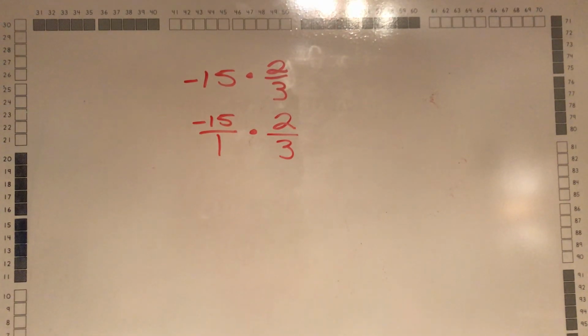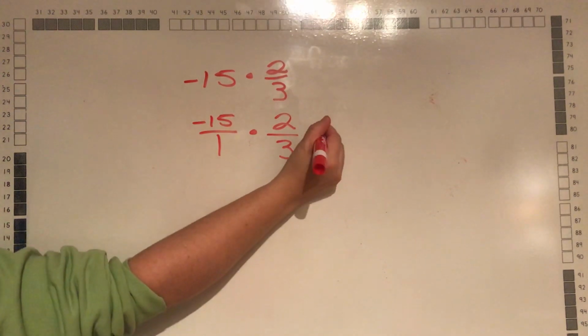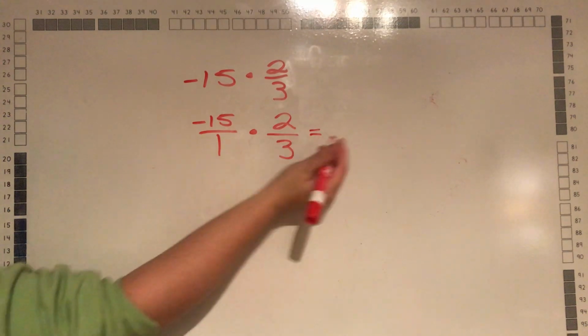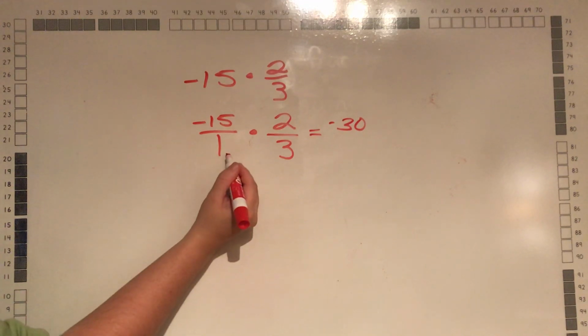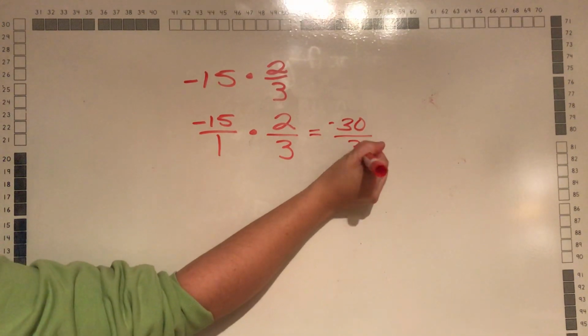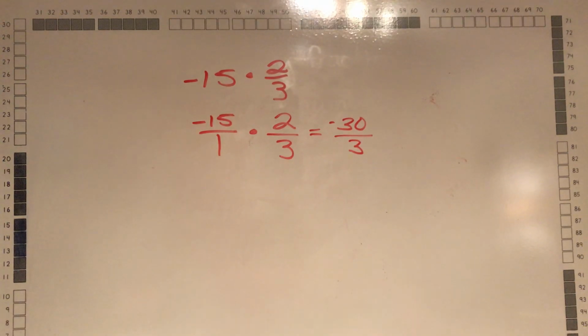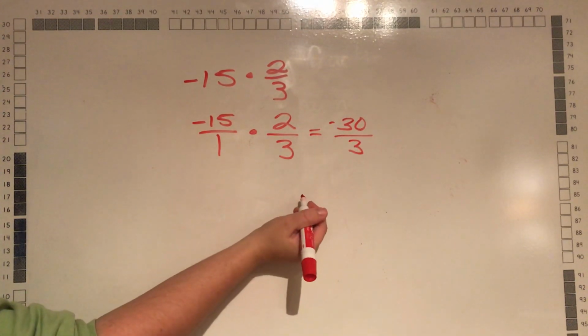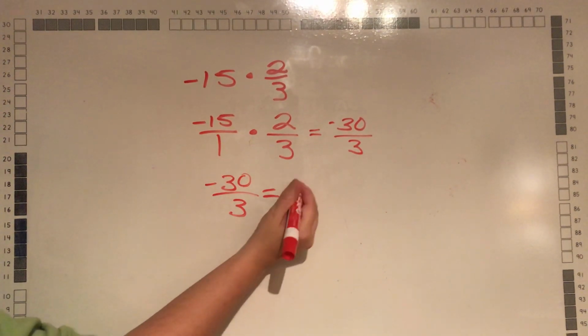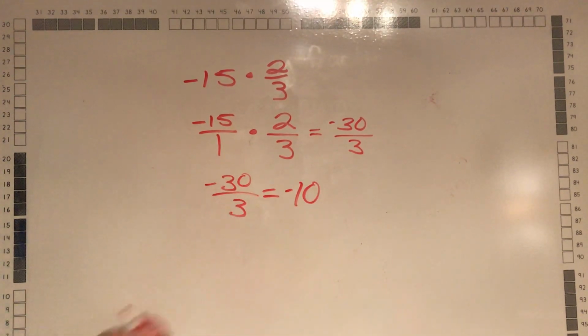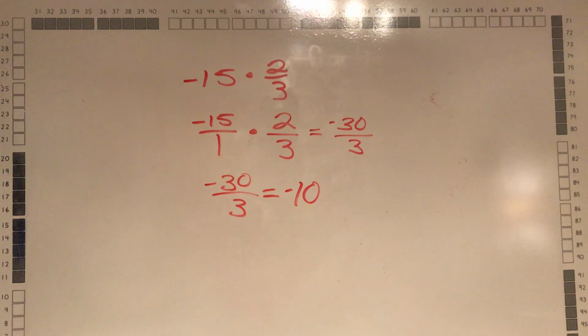So if we look back at our notes and look at our rule, we know that when we multiply fractions, we multiply the numerators, then we multiply the denominators. So we just multiply straight across. So 15 times 2 is going to be negative 30, because we have this negative over here, and 1 times 3 is 3. Now we should probably simplify that. So 3 goes into 30 how many times? You are right, it goes into it 10 times. So our answer is going to be negative 10.